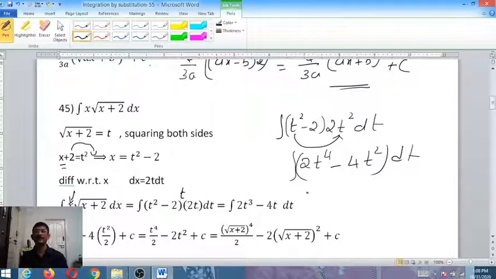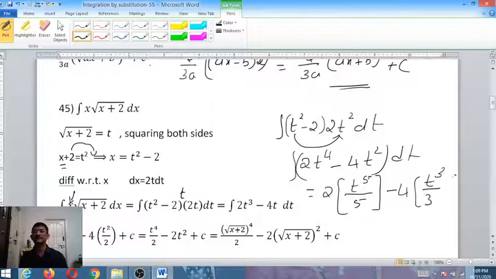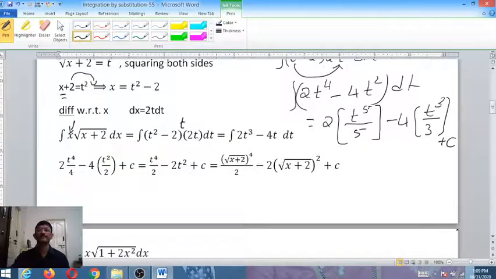So finally you have it like this: 2 into t to the power of 4, the integral is t to the power of 5 divided by 5, minus 4 into t square, whose integral is t cube by 3, plus c. Again, look here: it is 2 into t to the power of 5 by 5 minus 4 into t to the power of 3 by 3.